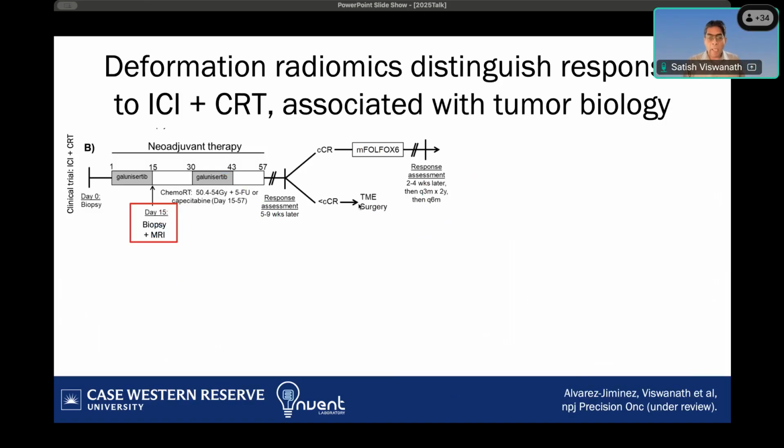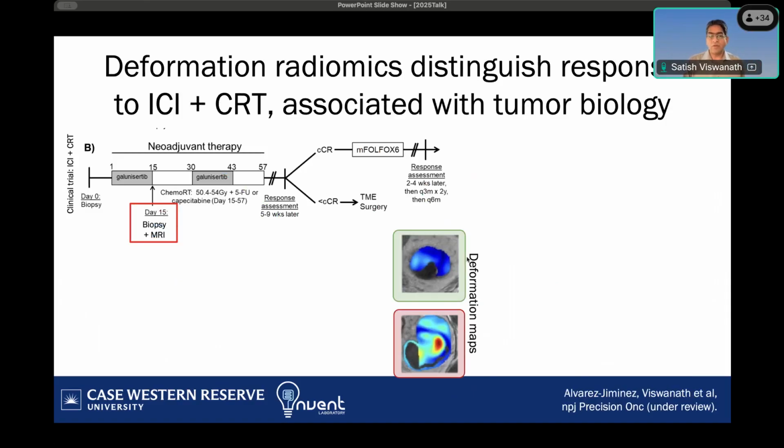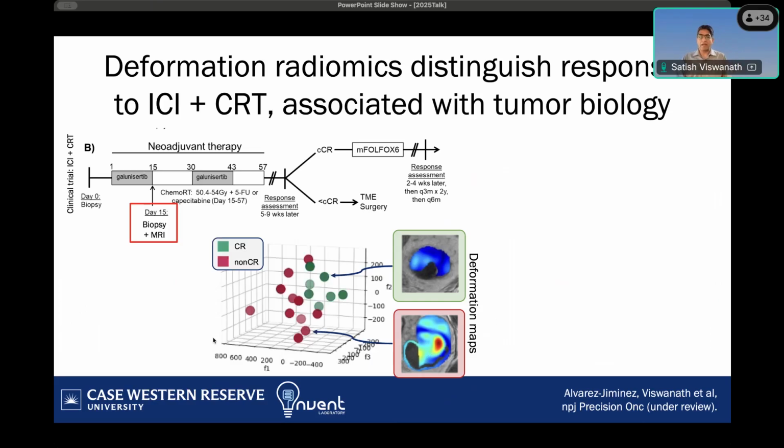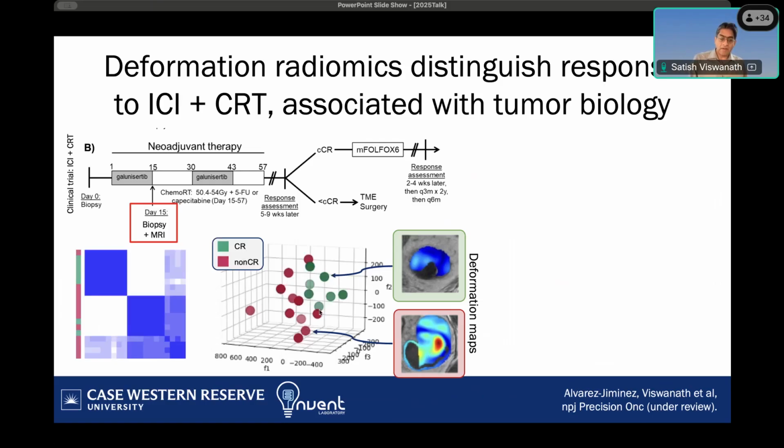And what we found was that when we looked at this early time point MRI, taken about 15 days into treatment, a few days into treatment, responders and non-responders tend to have very different signatures. You can again see responders being a lot more regular, non-responders a lot more irregular. That allowed us to separate out the two groups. Over here, red are the non-responders, green are the responders, and we could identify those groups with a fair amount of accuracy. This was in a completely unsupervised fashion, so we didn't train and validate, we just applied the metrics to separate out between the groups.